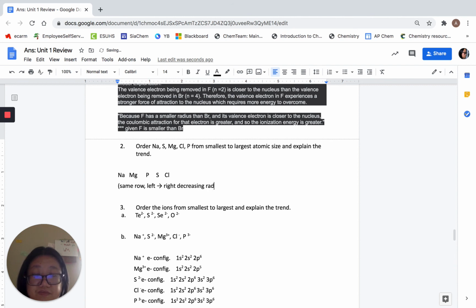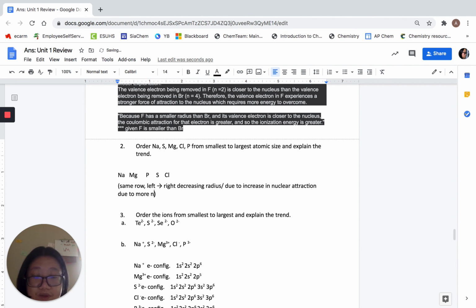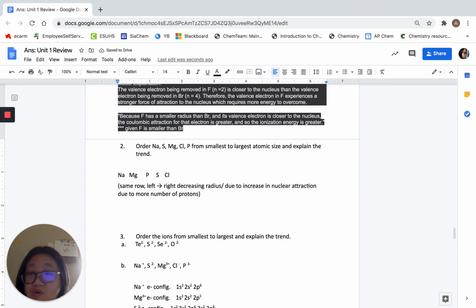decreasing radius. And the explanation is due to an increase in nuclear attraction due to more protons. Okay, think about that. So they said smallest to largest, so start with Cl, next is S, next is P, next is Mg, next is Na.